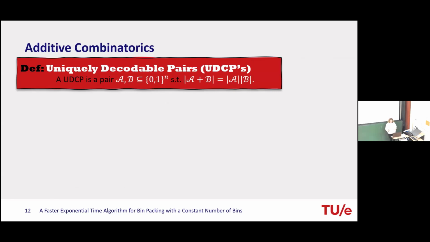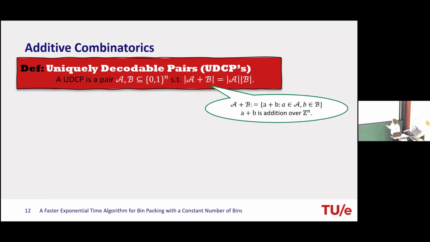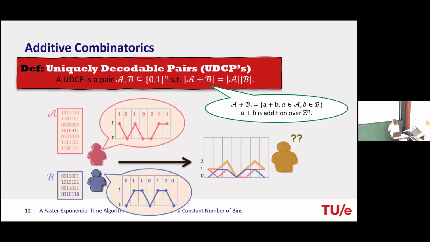So a uniquely decodable pair is two sets A and B. And we want to have that if we element-wise sum these elements, then the size of A times the size of B should equal the number of distinct sums. Where I want to note that the sum is actually addition over the integers and not modulo 2 or anything. So let's just look at why we're looking at this.